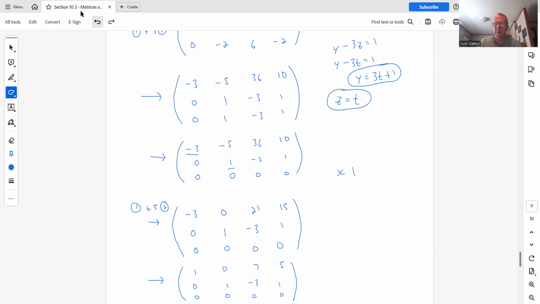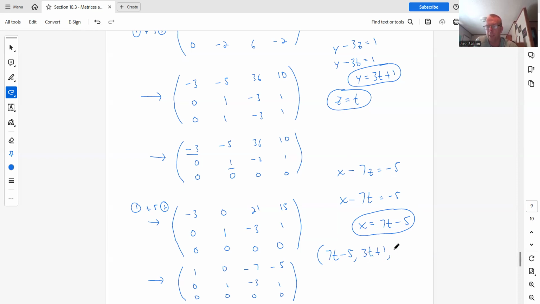So this is why I had these written out beforehand, because I knew I'd make a mistake somewhere like that. So let's try this again. So x minus 7t equals -5, and then x equals 7t minus 5. So our ordered triple is (7t minus 5, 3t plus 1, t). And so what that means is we have infinitely many solutions.